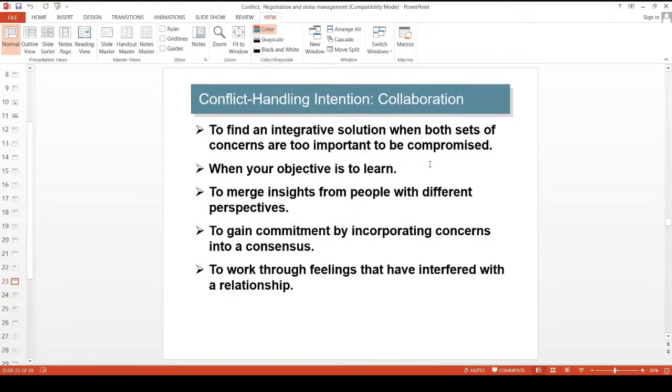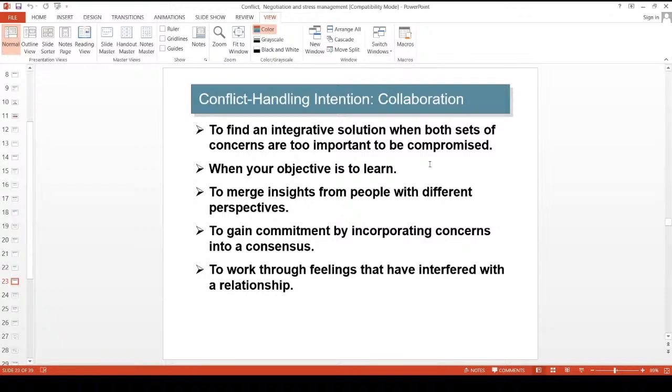The second approach we discussed is collaboration. Now let's discuss the different situations in which we can use this collaboration strategy. We can use it to find an integrative solution when both sets of concerns are too important to be compromised. This is a collaborating strategy in which we accept the viewpoint of both parties. Finding an integrative solution is the ultimate objective of the negotiator and the dispute resolver. This approach will be used when both sets of concerns are too important to be compromised. So we cannot have a win-loss sort of decision in this situation.